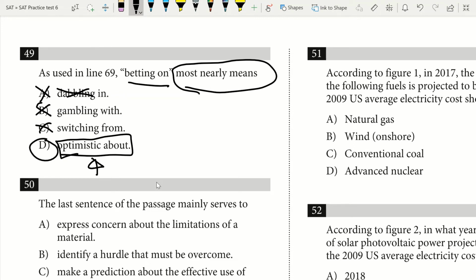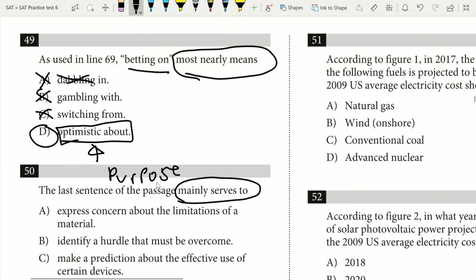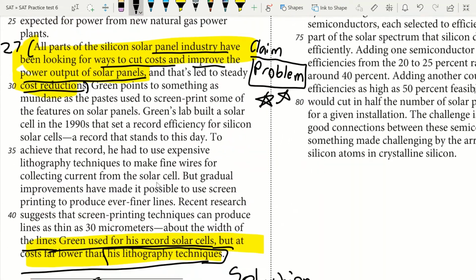All right, question 50, we got the last sentence of the passage mainly serves to do what? Anytime we got mainly serves to do or purpose, that's going to be a purpose question. Okay, so we got a purpose question here. Last sentence of the passage serves to do what? Let's go take a look at it and see what we think. So we've got the last sentence of our passage. I don't recall exactly what it said, so we'll take a look at it.